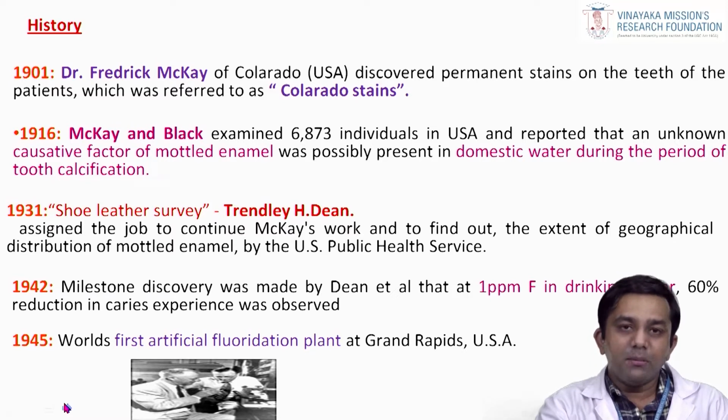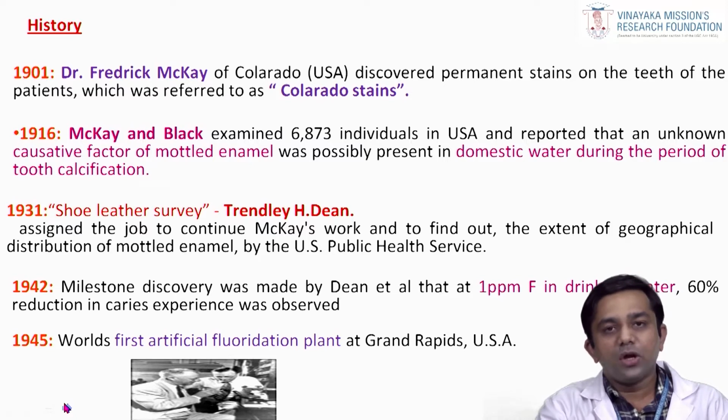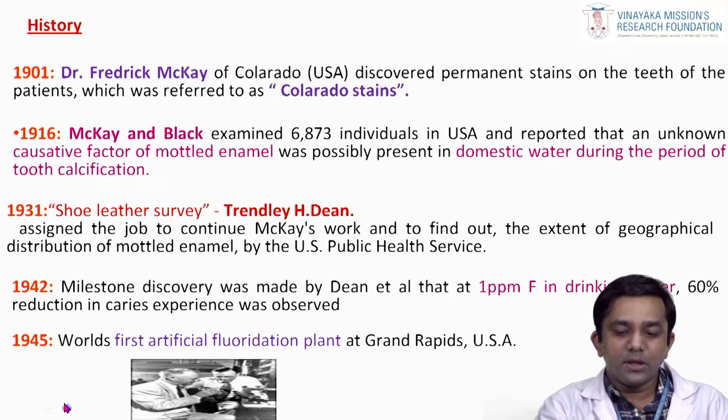Later in 1931, a shoe leather survey was carried out by Trendley H. Dean. This was the main milestone study which put forward the most important aspects of fluoride, the main causative factors, and how fluoride helps in prevention of dental caries. In this study, Trendley H. Dean was assigned the job of continuing McKay's work and finding out the extent of the geographical distribution of mottled enamel, by the US Public Health Service.